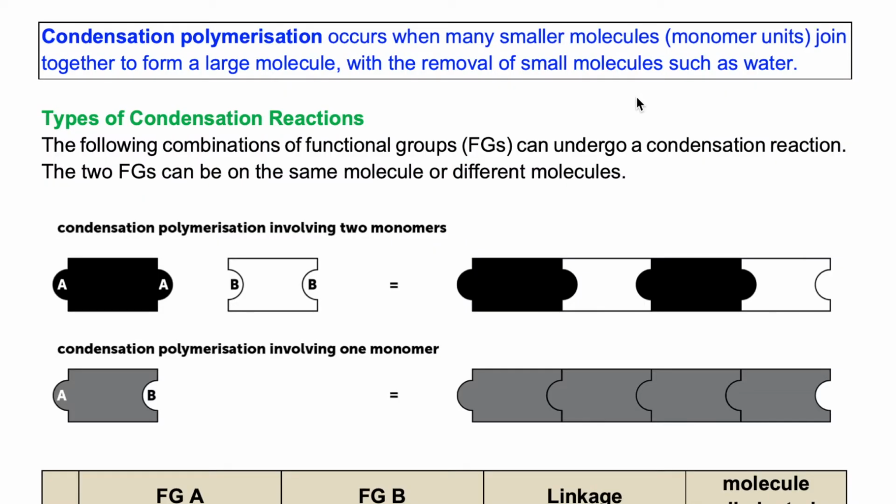Unlike addition polymerization, condensation polymerization involves the loss of small molecules, and in many cases, this molecule would be water. And we will see how these molecules are actually produced when different monomers combine together.